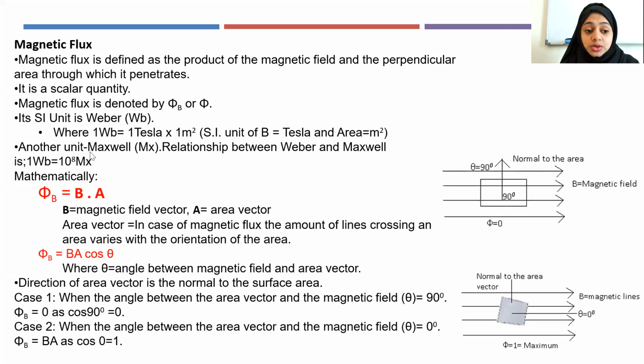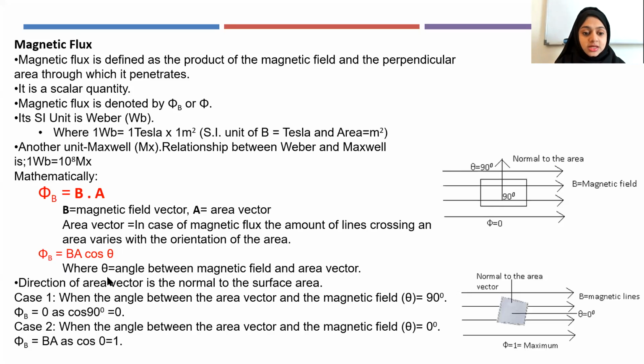So another unit for magnetic flux is Maxwell. And 1 Weber means 10 raised to 8 Maxwell. So sometimes if the magnetic flux is given in Maxwell, you will have to convert it to Weber. How will you convert? You have to divide it by 10 raised to 8, or multiply it by 10 raised to minus 8.